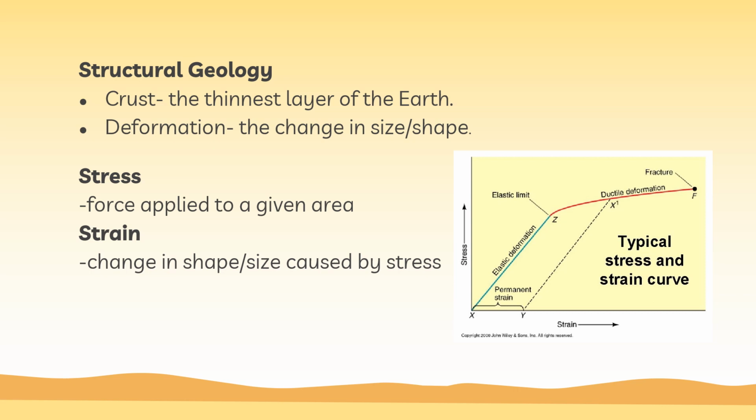In the structural geology, crust is the thinnest layer of the earth, and deformation is the change in size or shape. Under that are stress and strain, which are directly proportional to each other up to an elastic limit, where stress is a force applied to a given area, and strain is a change in shape or size caused by stress. The relationship between stress and strain is not always straightforward.